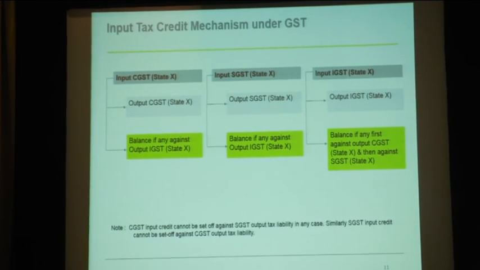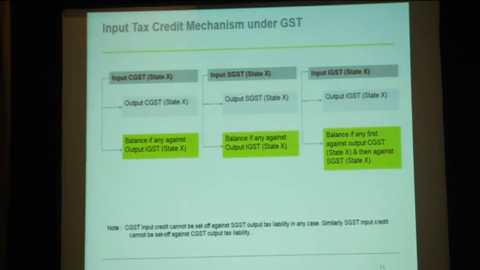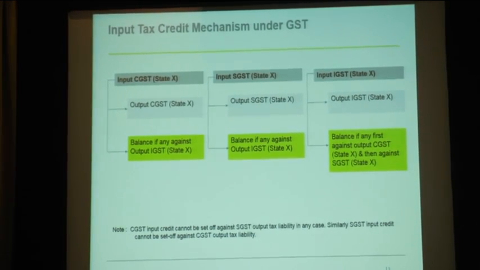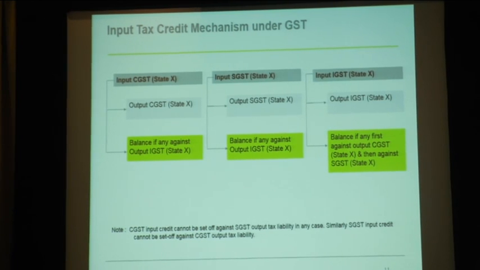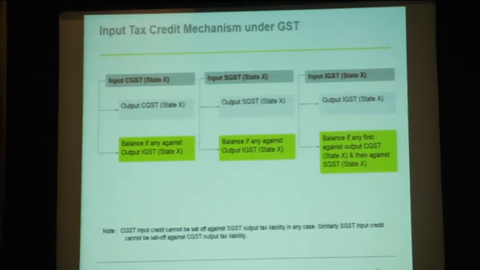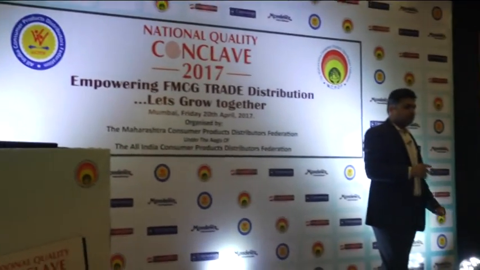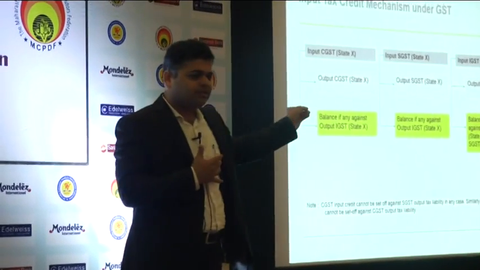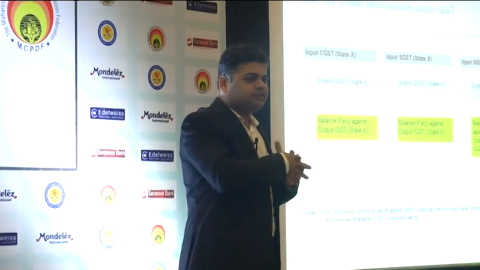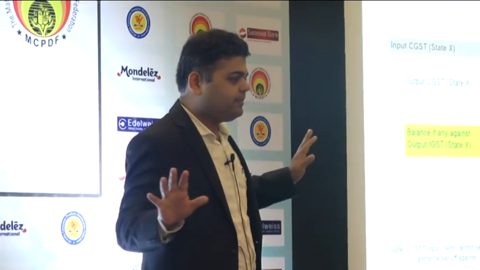Once that step is complete, after that if you still have some credit balance remaining on the input side, CGST can also be set off against IGST, SGST can also be set off against IGST, and if you have IGST balance, then it can be set off against CGST as well as IGST. So that is the order of utilization. So if you notice, the only restriction is that CGST versus SGST is not available, SGST against CGST is also not available.